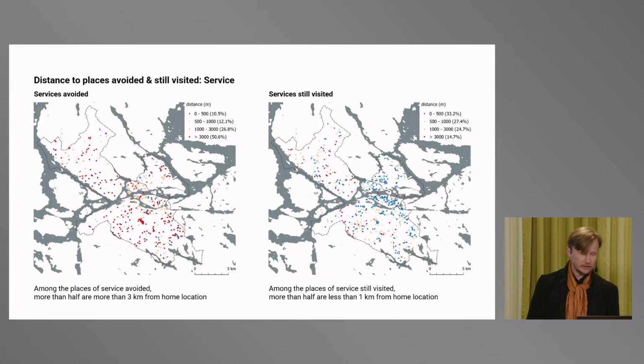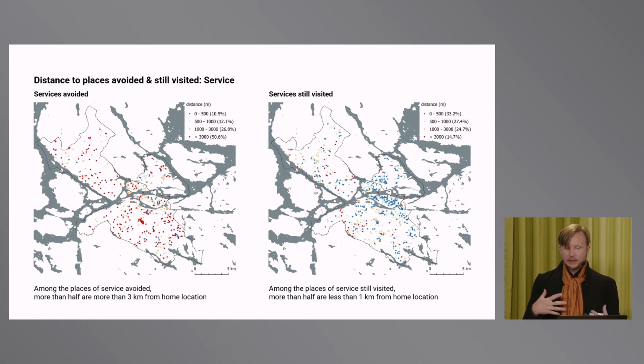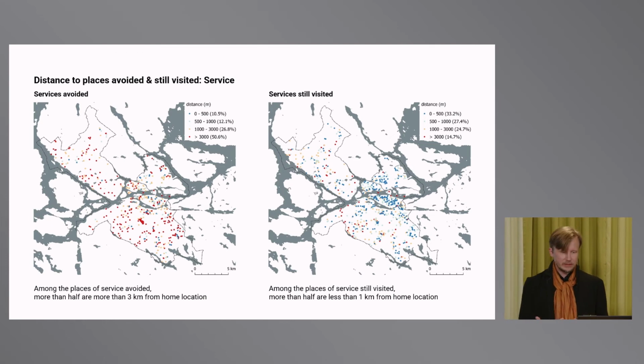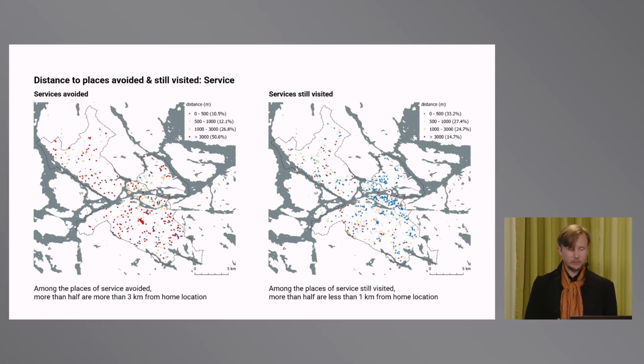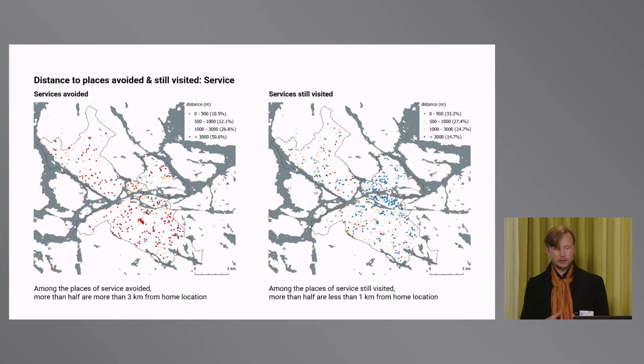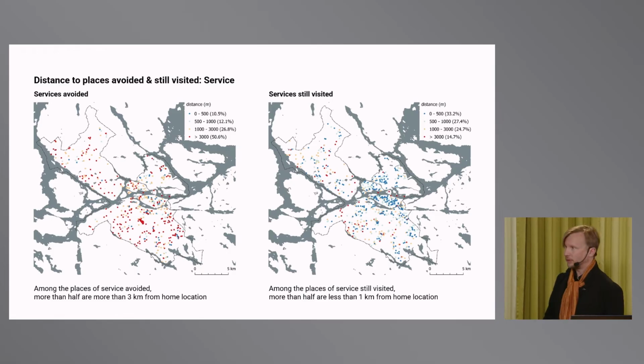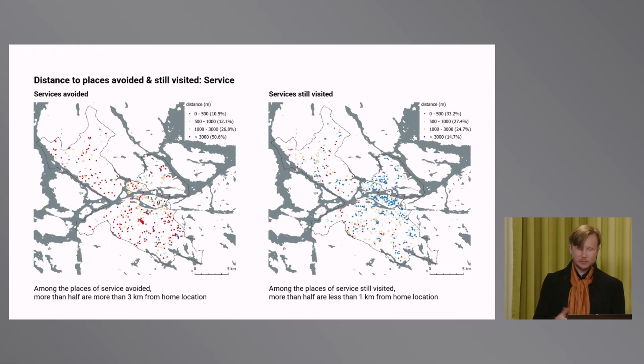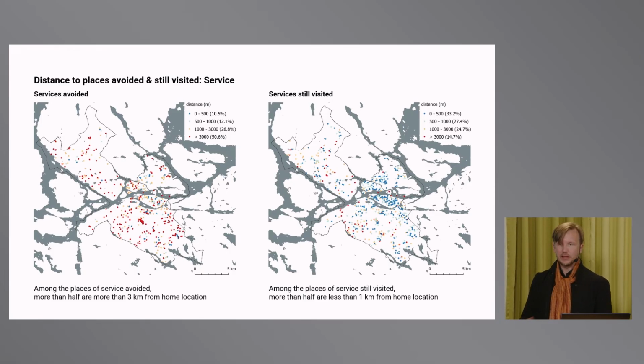One of the reasons to look at this data in relation to segregation is to understand the living conditions and the resilience of cities in terms of an unjust distribution of things. Because if we look at this image, for instance, which compares the places of services avoided, they were usually more than 3 kilometers from the home locations, and among the places of service still visited, they were usually within 1 kilometer of the home location, which you can say is obvious because people go more to places near home.